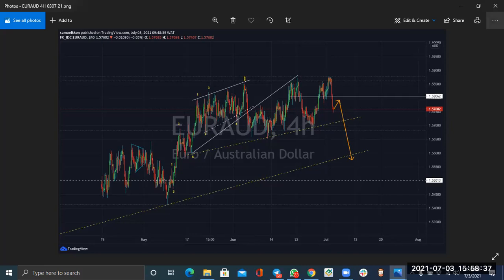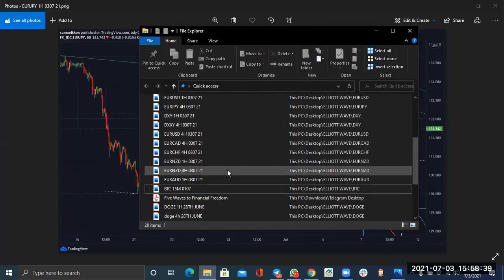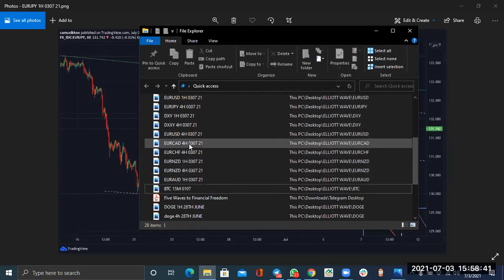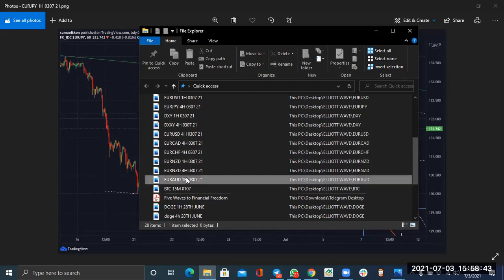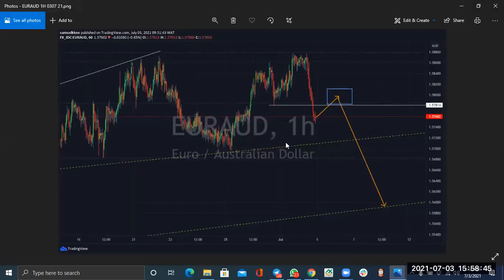So that's my own idea. 1 hour chart, Euro AUD. Do I have a 1 hour candle here? Okay, 1 hour candle. You can see this is a nice movement. So any movement that gives me an A, B, C, I will sell without hesitation. So that's all for Euro AUD.